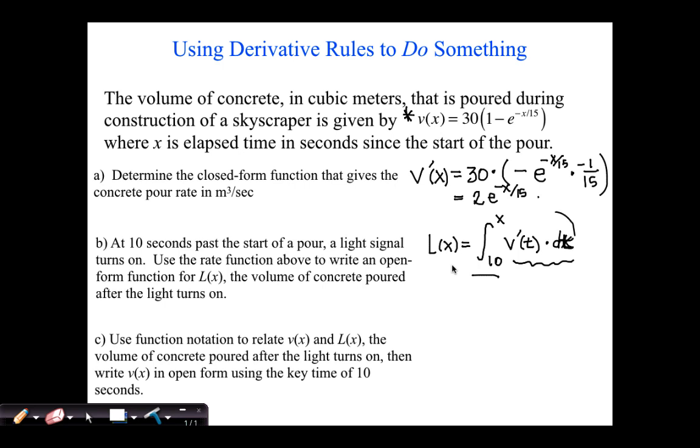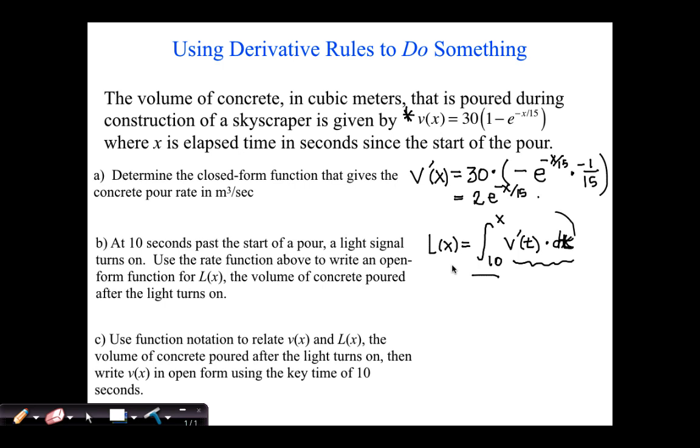Well, I don't think so. There's this whole thing about a light and 10 seconds. So L of x is the amount of concrete that was poured since the light went on. V of x is the total amount of concrete that was poured since we started. X is the amount of time elapsed, so that'd be since x equals 0. So what's the difference between L of x and V of x?